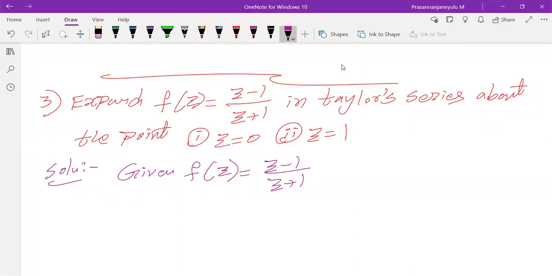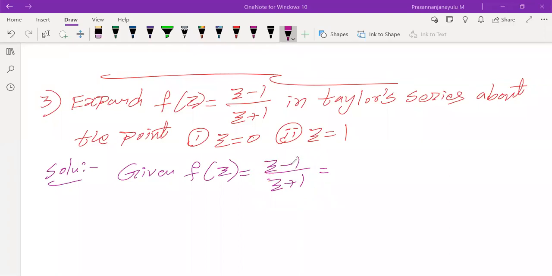Now what I am going to do is write this as two different terms, treating it as a minus b by c. How to write a minus b by c? A by c minus b by c form. So z by z plus 1 and 1 by z plus 1. We do not have a formula for z by z plus 1, but we have a formula for 1 by z plus 1, the second term.